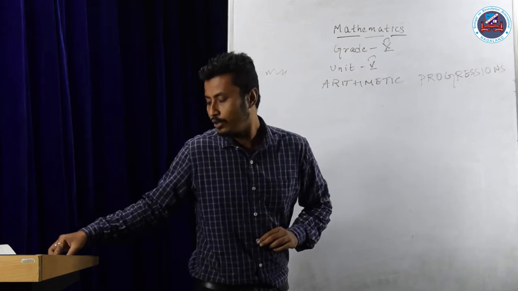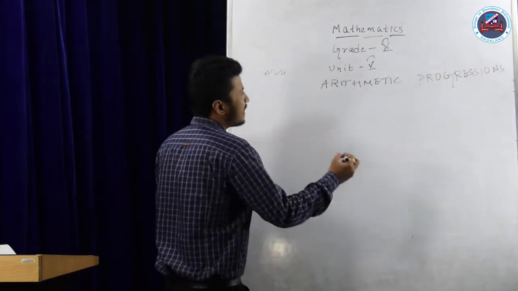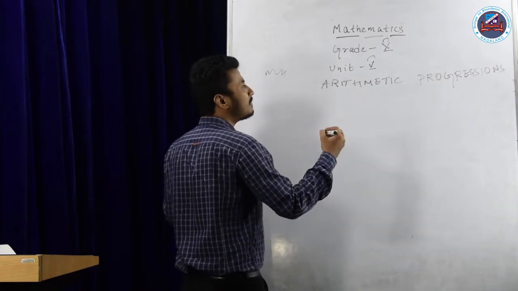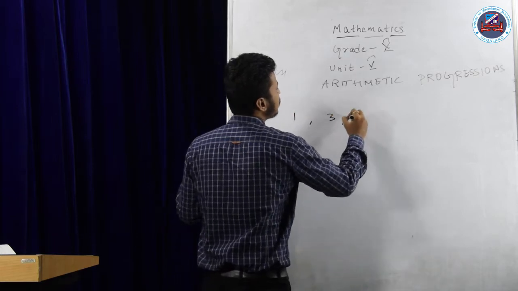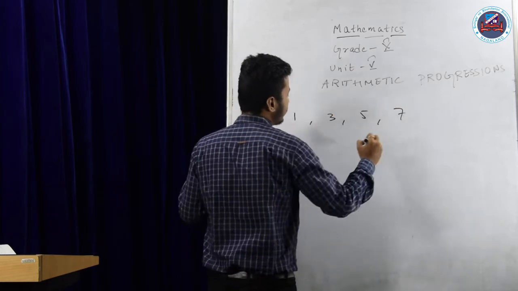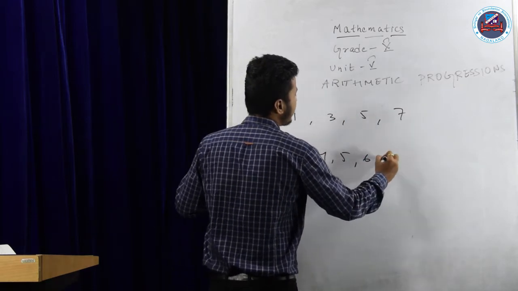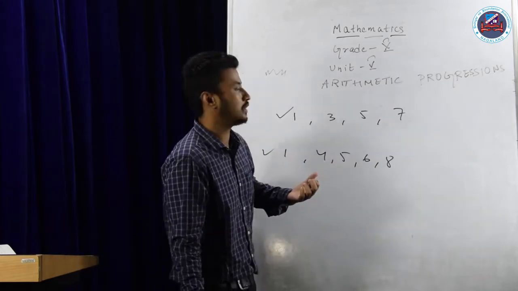So, how do you define an arithmetic progression? Basically, what is arithmetic progression? It is a sequence with a proper order. What do you mean by order? Order means, let's take two examples. 1, 3, 5, 7. Another example, 1, 4, 5, 6, 8. Now, can you tell me out of both the series, which one will be in proper order?